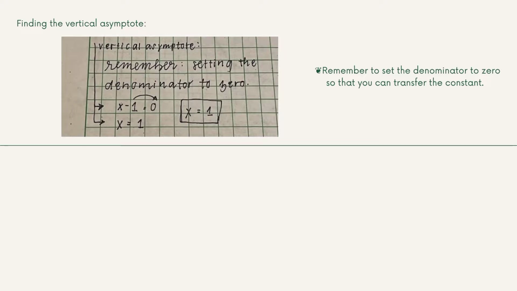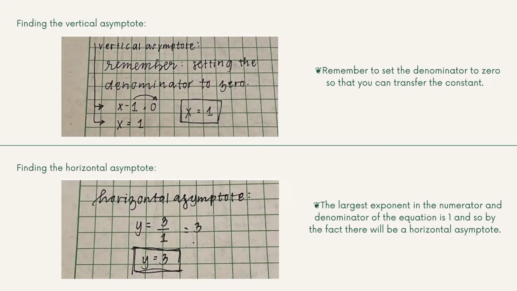Finding the vertical asymptote. Remember to set the denominator to 0 so that you can transfer the constant. Finding the horizontal asymptote. The largest exponent in the numerator and the denominator of the equation is 1, and so by the fact, there will be a horizontal asymptote.